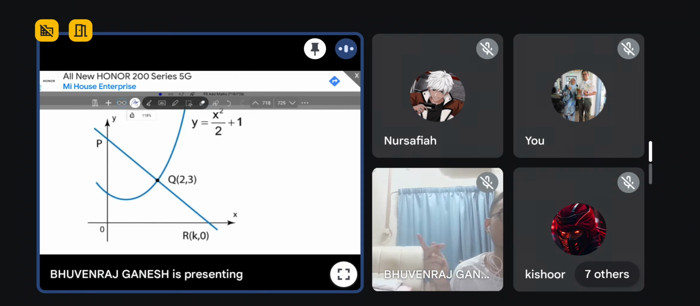Because we have all the information. Kita ada satu coordinate lengkap. We have the X value, we have the Y value. Yes. P, kita tak ada apa-apa. R adalah soalan kita. So that's why we choose Q. Alright? So this will be your equation.